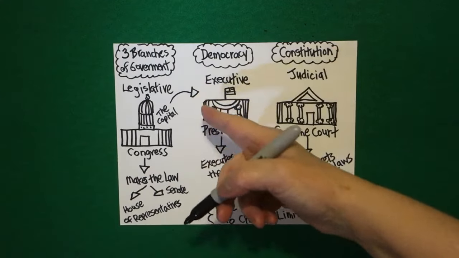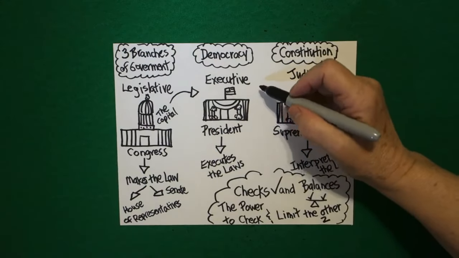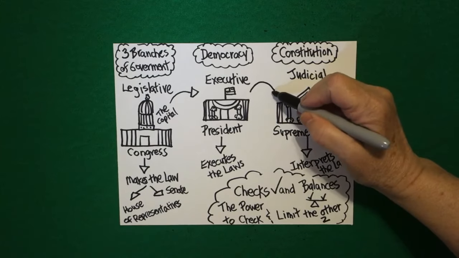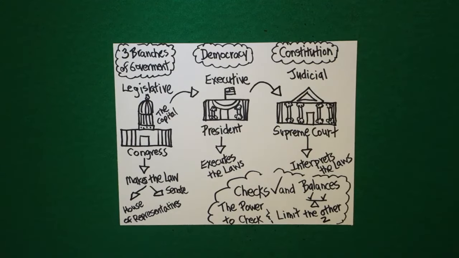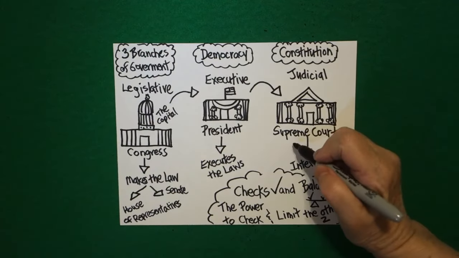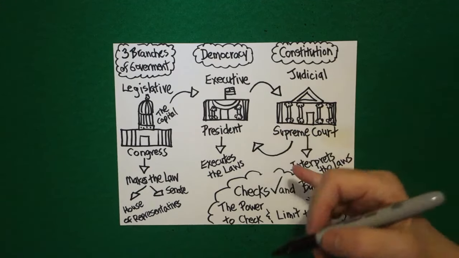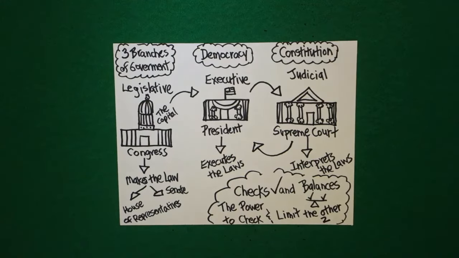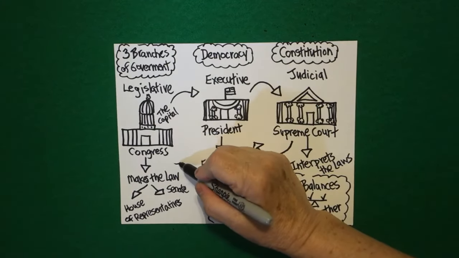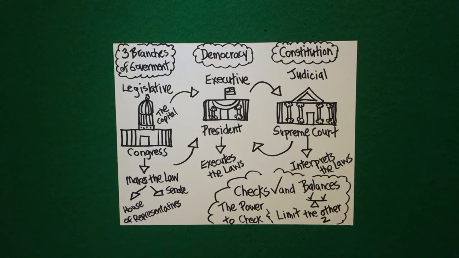When Congress makes a law, it goes to the president and he can put it into motion. But at the same time, the law can also be looked at by the Supreme Court to make sure that it's within the realms of the laws of the Constitution. But the Supreme Court, curve line triangle, can also check the president if he's out of line. And Congress, curve line triangle, can also check on the president if he's out of line. These are the checks and balances.